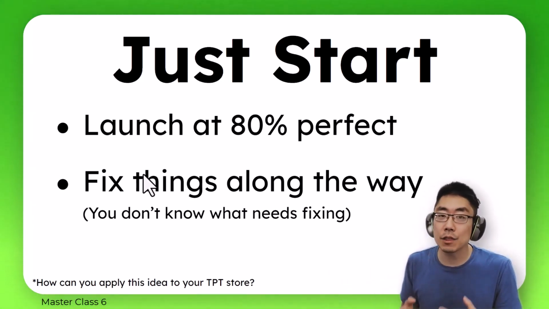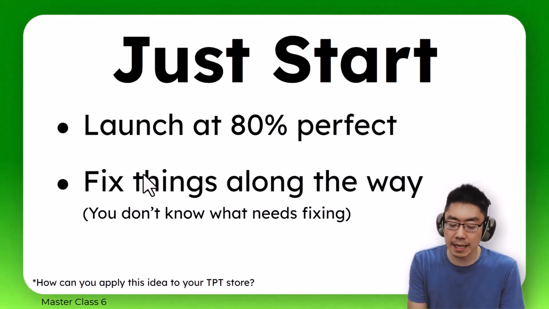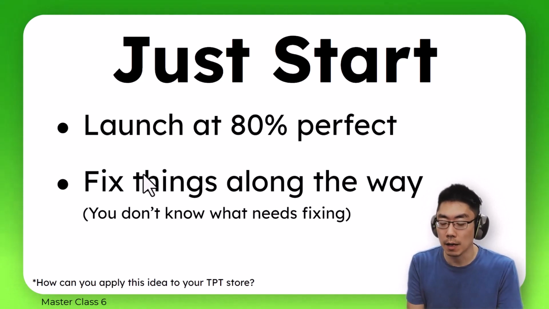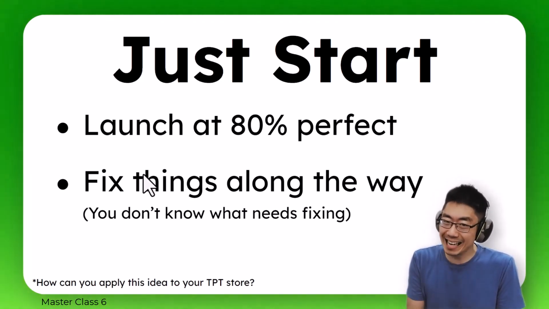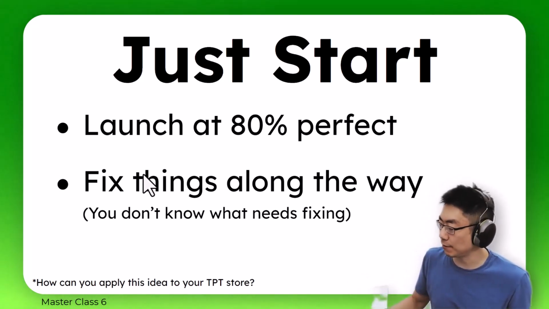Otherwise we're going to spend time perfecting things that don't matter, because we don't know what matters until we launch, and then all of a sudden we realize, oh, this has possibility. I should focus on this instead of choosing the right shade of red or the right shade of green, whatever it is.